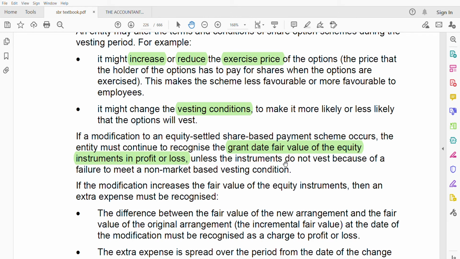Unless the instruments do not vest because of failure to meet a non-market based vesting condition. What does it mean? When you fail to meet a non-market based vesting condition, your instruments will not vest. On that day, that fair value might be different. If non-market based conditions have not been satisfied and the instruments are not vested, then you have to use that date, not the fair value of the grant date.